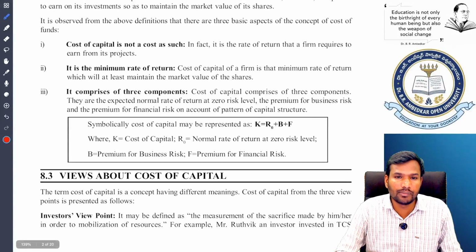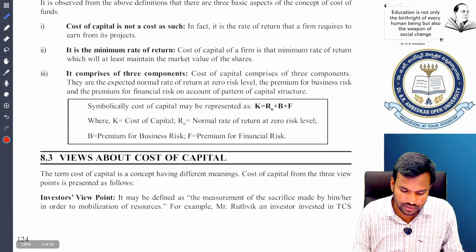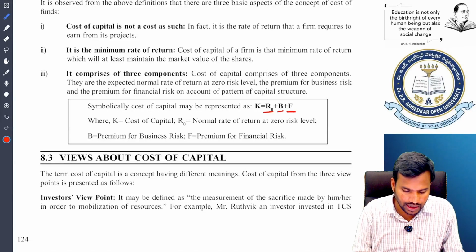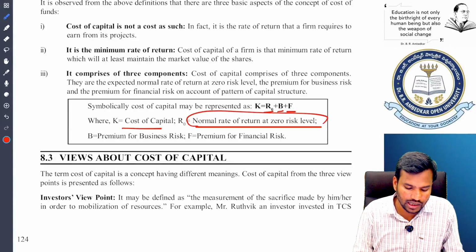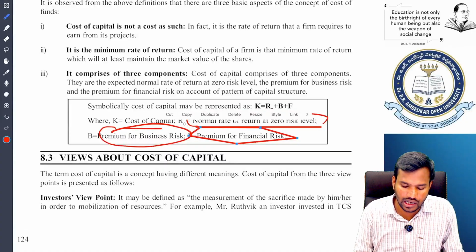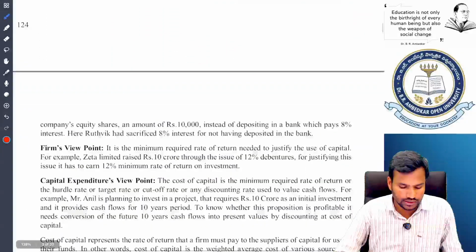Generally, it comprises three components. Cost of capital K is equal to R0 plus B plus F. Here K is equal to the cost of capital. R0 means the normal rate of return at zero risk level, without any risk. B is the premium for business risk, and F is the premium for financial risk. A combination of all these three we can call the cost of capital.